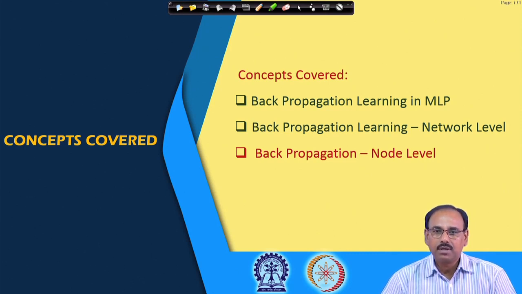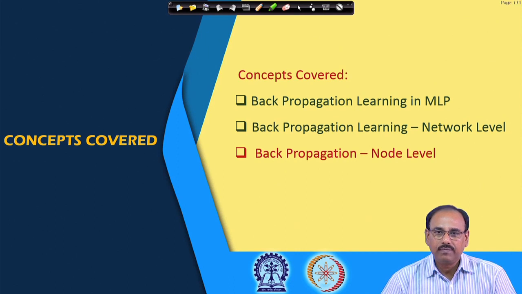The whole purpose of the backpropagation algorithm and weight updation is that we want the output error, that is the difference between the actual output that you get from the network and your target output, to be minimized. So, in the previous class we discussed this at the network level.